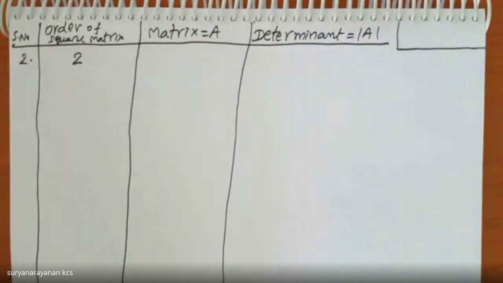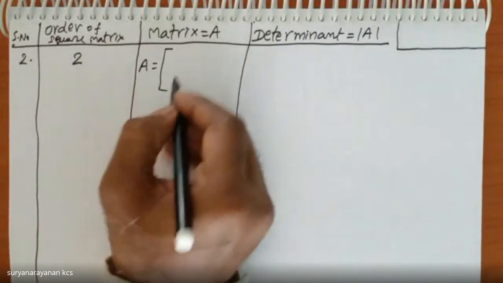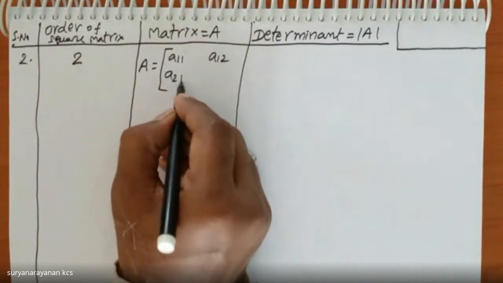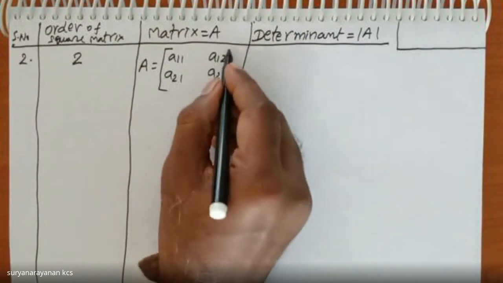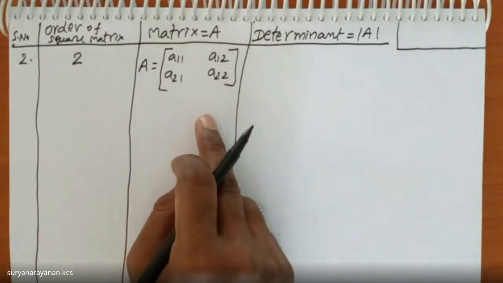Suppose you take a square matrix of order 2. Let us take an example. Matrix A11, A12, A21, A22. What is the order of this matrix? Yes, 2. Okay.